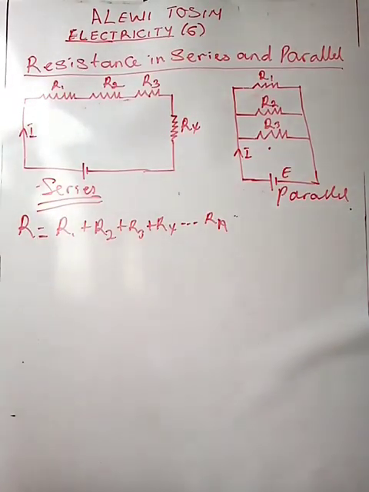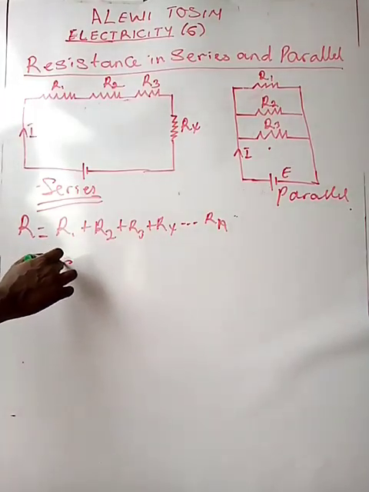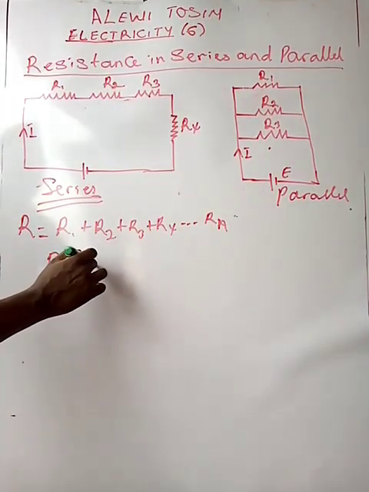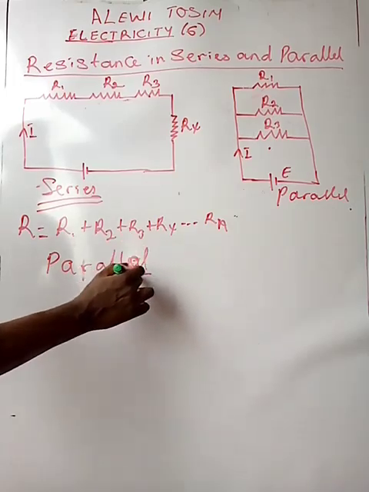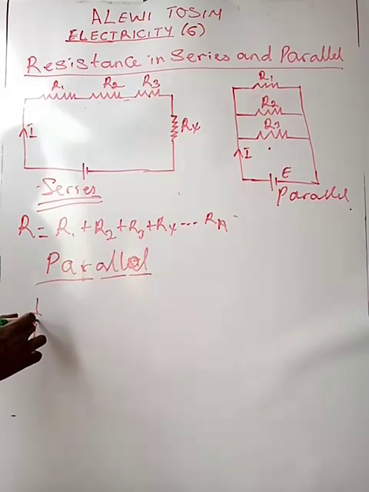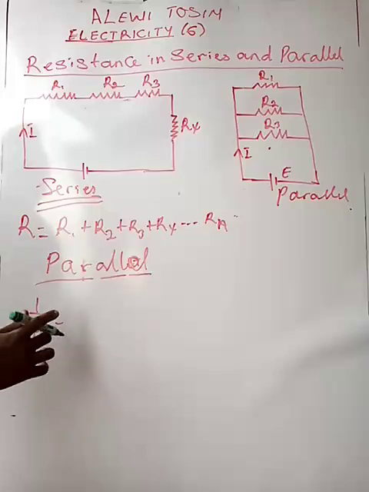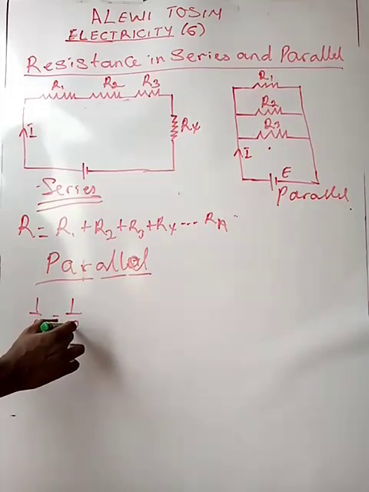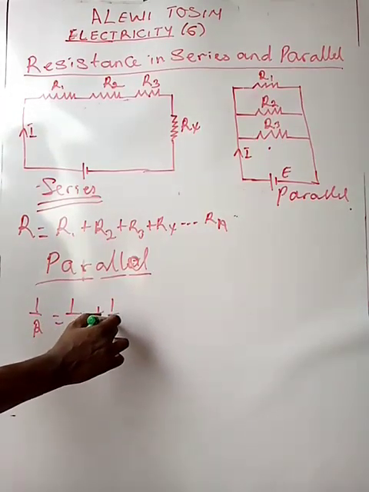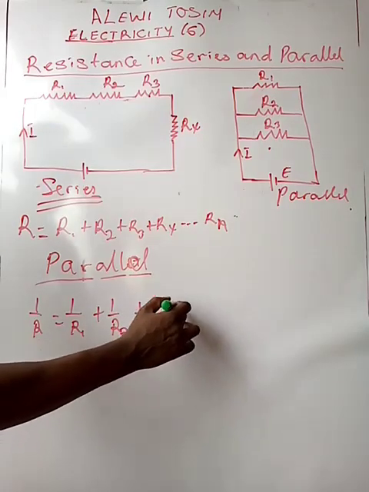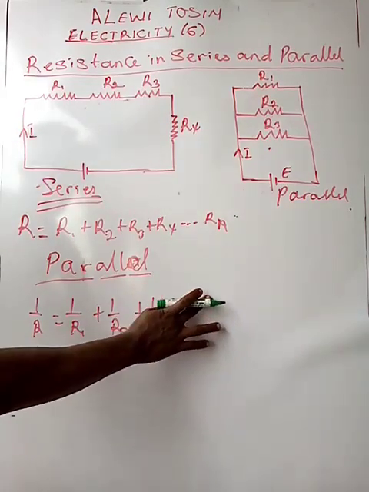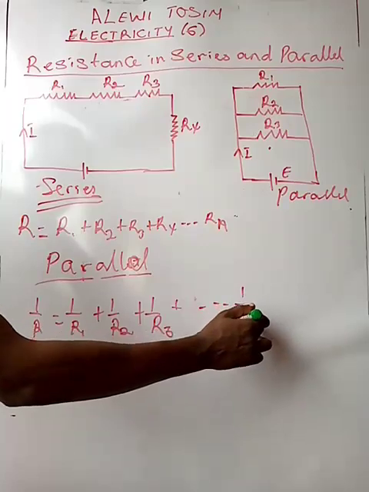So for parallel connection, we say the equivalent resistance for resistors connected in parallel is given by 1 over R equals 1 over R1 plus 1 over R2 plus 1 over R3, depending on the number of resistors in the circuit.